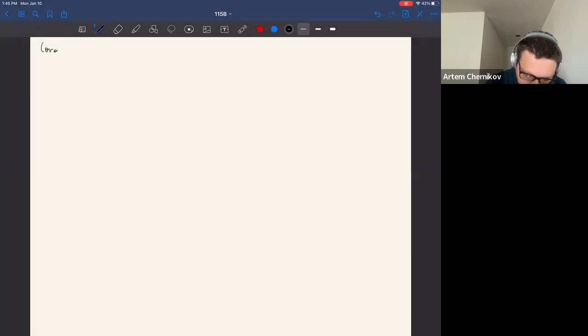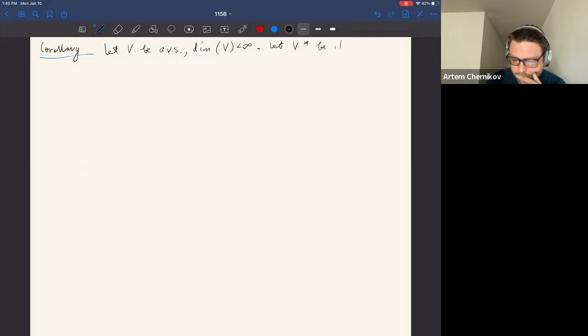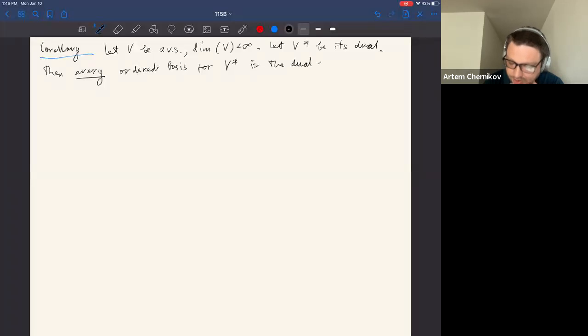So we have a corollary of this theorem. Let V be a vector space of finite dimension. So the dimension of V is finite. Let V star be its dual, the dual vector space. Then every ordered basis for V star is the dual basis for some basis of the original vector space V.